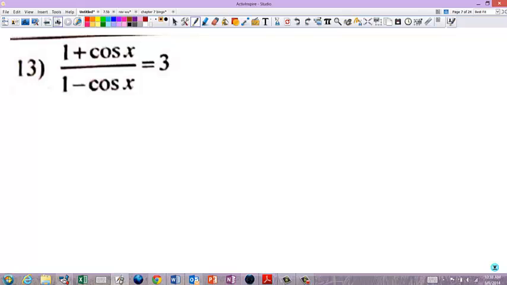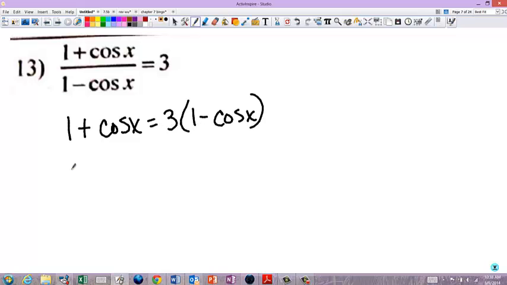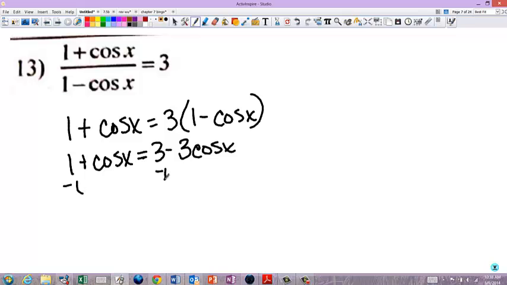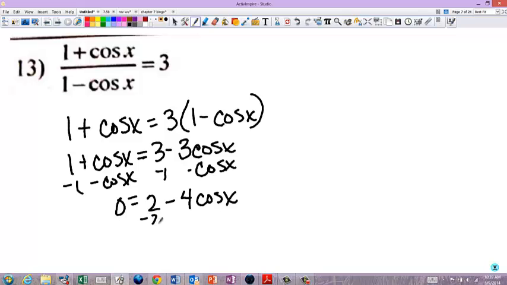13, if you multiply both sides by 1 minus cosine, you get 1 plus cosine of x equals 3 times 1 minus cosine of x. So you'd have 1 plus cosine of x equals 3 minus 3 cosine of x, minus 1, minus 1, minus cosine, minus cosine. So I got 0 equals 2 minus 4 cosine of x. I should have left the 2 over here. Oh well. Divided by negative 4, cosine of x equals a half.